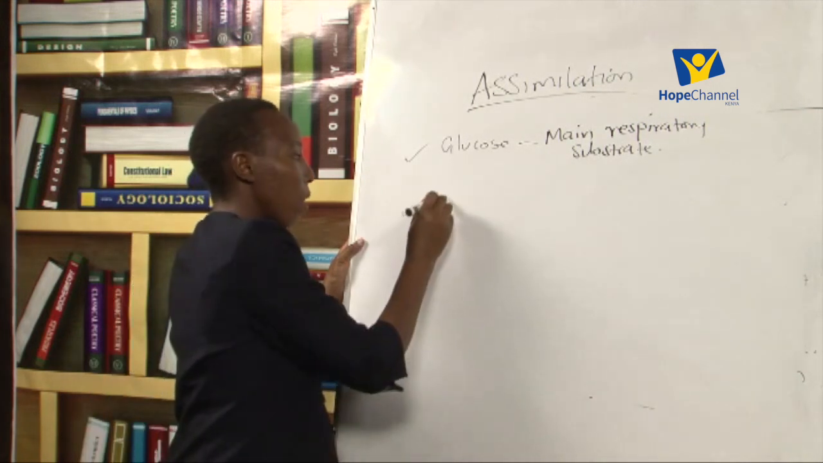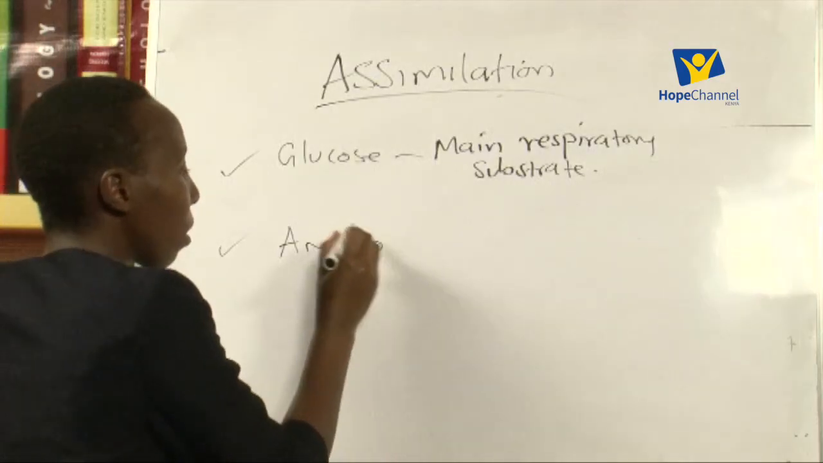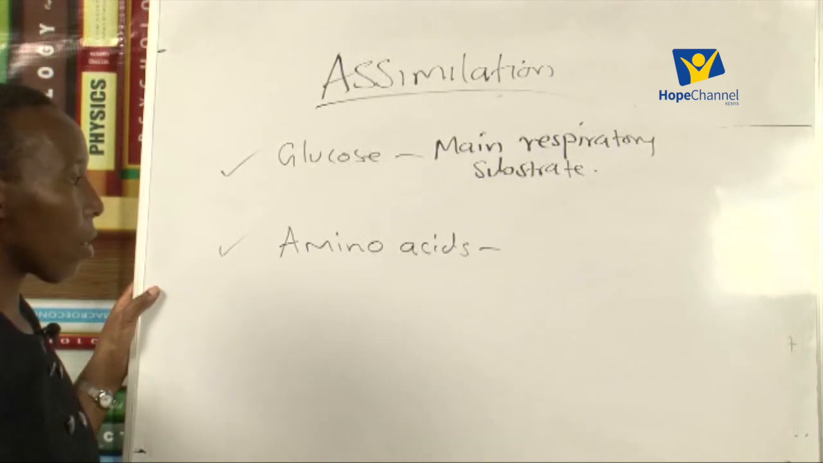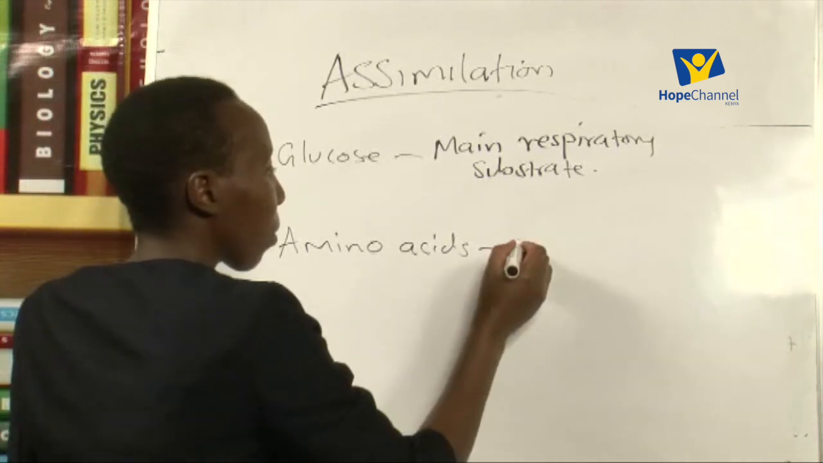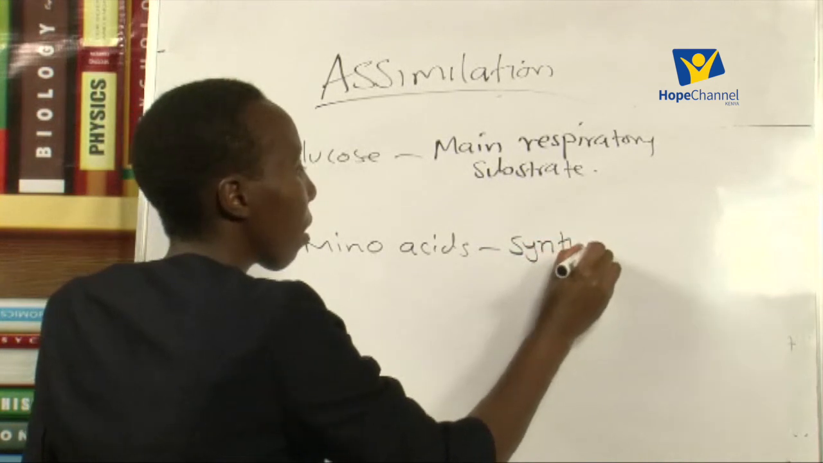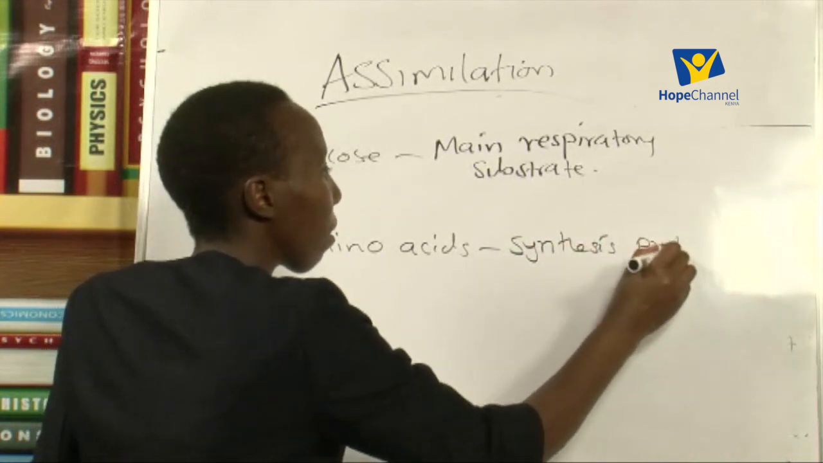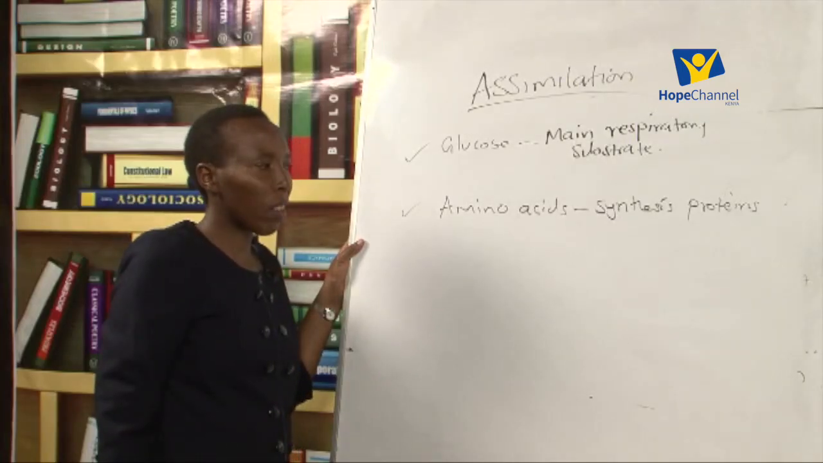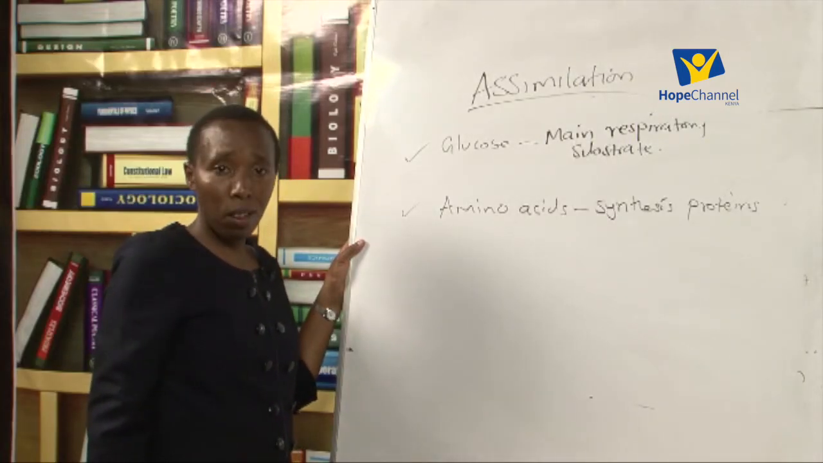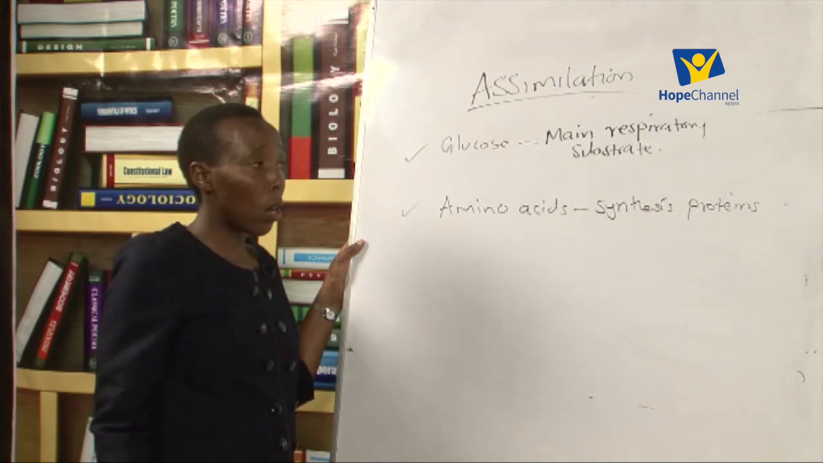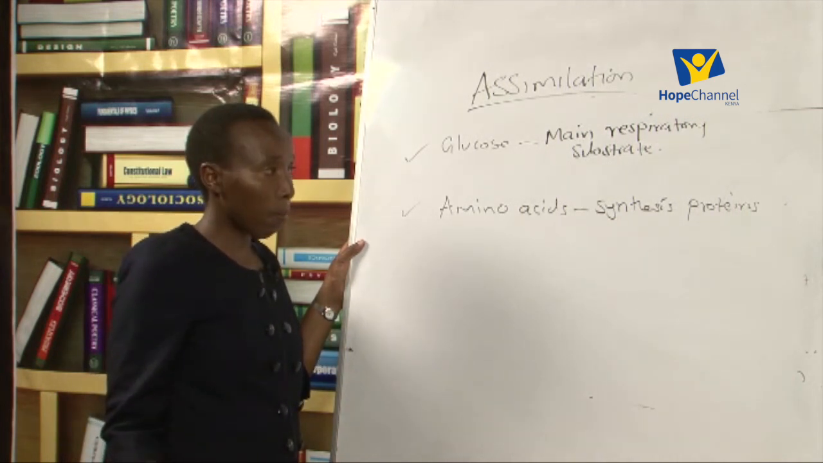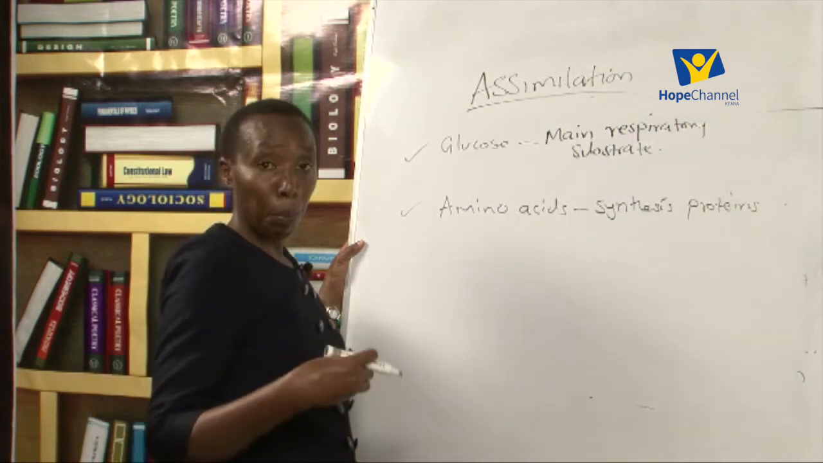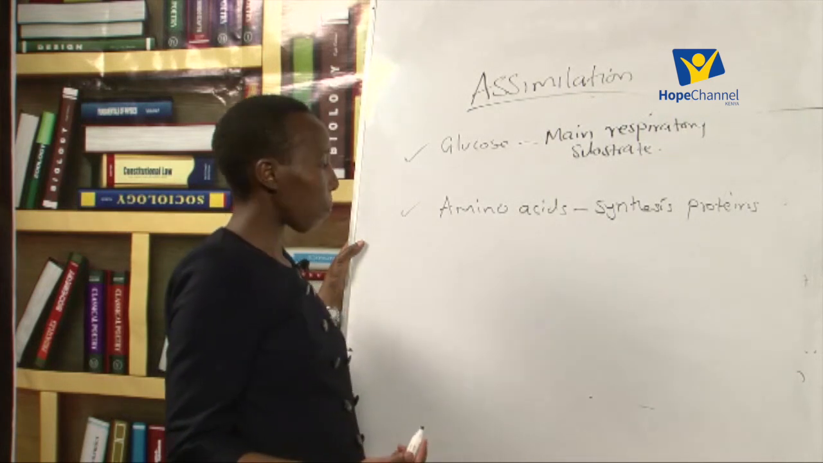Number two, how are the amino acids used in the body? The amino acids, of course, are used to synthesize the proteins. Remember, you need proteins in your body, and we have several uses of proteins in our body. Number one, for you to grow, you need proteins. Proteins are necessary because they take part in repairing the worn out tissues.